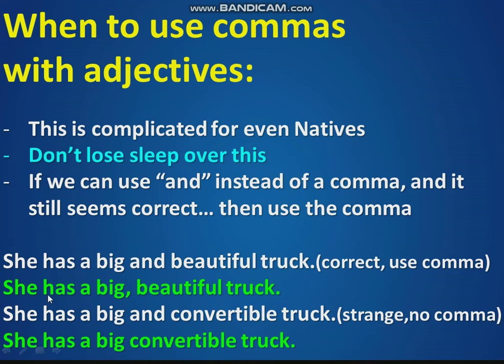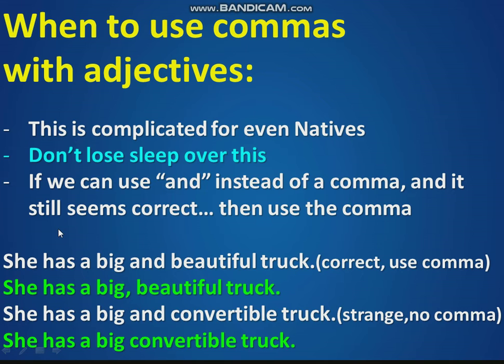Here's the rule. If we can use and instead of a comma, if we can replace the comma with and, if we can substitute this comma with and it still seems correct, then you can use the comma. It's fine. For example, she has a big and beautiful truck. That's correct. You can use a comma. You don't have to use a comma. It's not completely necessary. You can use the and, but you can use a comma. She has a big and beautiful truck. Okay. She has a big, beautiful truck.